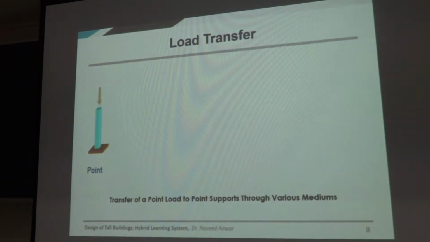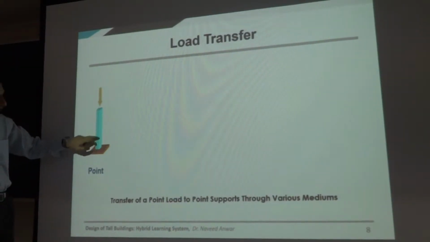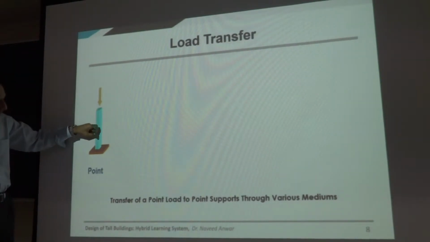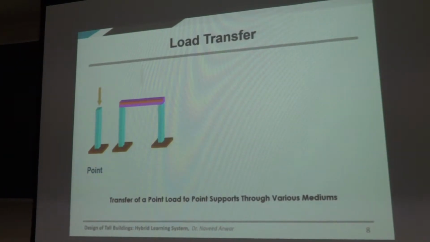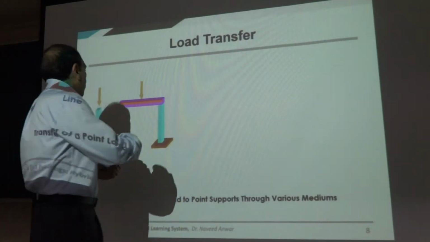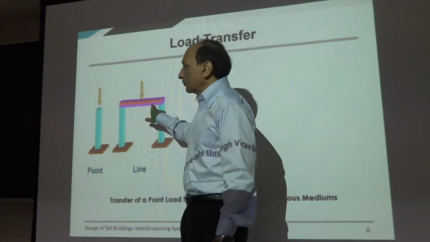Now, if you apply a load directly to a point, that means at this point it can go directly, so you do not need any calculation. Load and reaction are equal, simple. Second, you have a load which is transferred to a line object and supports.